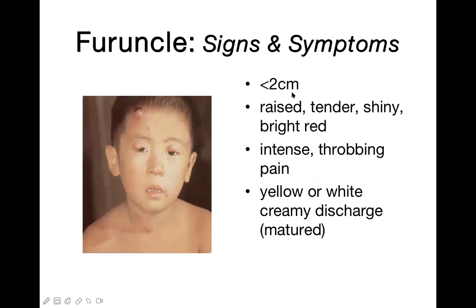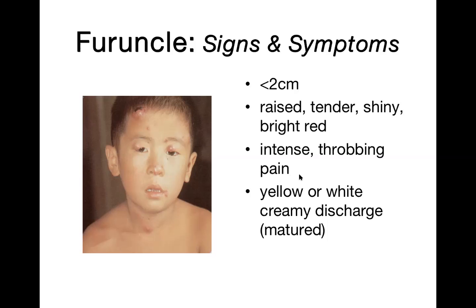It is small in size, usually less than 2 cm. It is raised from the surface, very tender. It is edematous, okay, and shiny, and it looks bright red or erythematous. All the signs of inflammation are present there, okay. It causes a lot of pain in that local area, that is intense and throbbing pain. And one very important point is there is a pus point we can see.